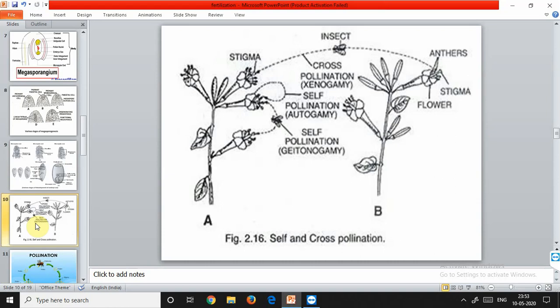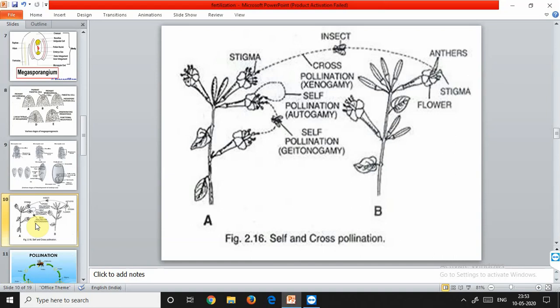So what are the different types and forms of pollination? Pollination is of two types, self pollination and cross pollination. In self pollination, the development of the male and female gametophyte occurs on the same plant. These are called hermaphrodite plants, which have both male and female reproductive parts. So transfer of pollen from the anther of a flower to the stigma of the same flower is called self pollination. And self pollination can be of two types, autogamy and geitonogamy.